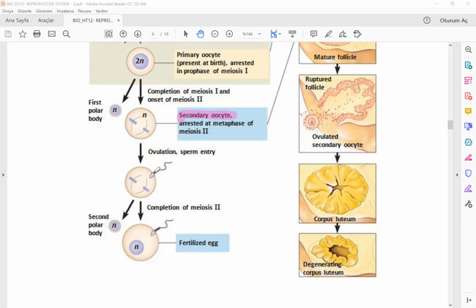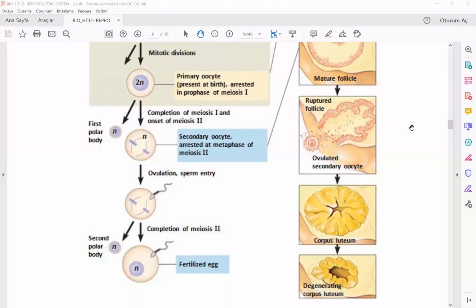If there is sperm, the secondary oocyte will finish meiosis 2, and it is going to be fertilized with the sperm, and a zygote will be formed. Also, another unequal cytoplasmic division will occur, and a second polar body will be shown and then disappear. Okay, this is all about oogenesis.